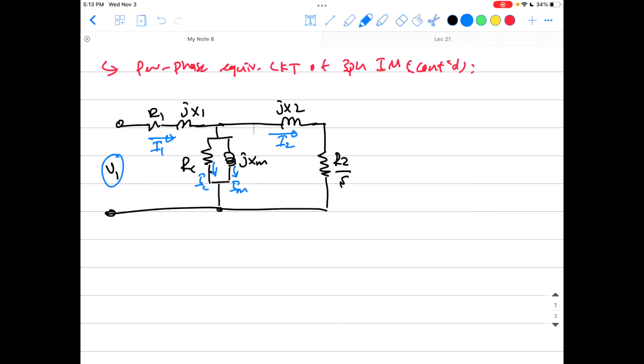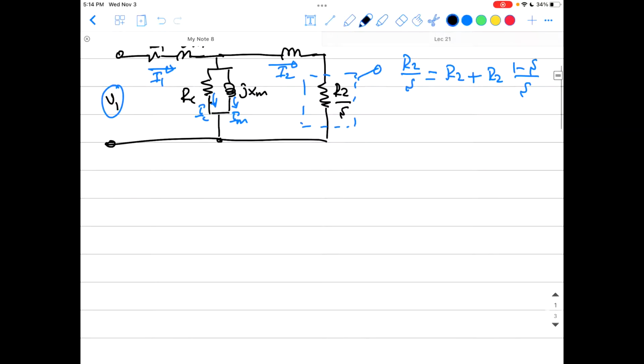But I want to further represent this as looking much like a transformer equivalent circuit. So I'm going to take this R2 over the slip and play a little bit with this. It is just like this: R2 over s mathematically equals R2 plus R2 multiplied by (1 minus s) over s. You can derive this easily, mathematically. So I'm going to take out this R2 over s from the equivalent circuit and separate it into those two parts, R2 and R2 times (1 minus s) over s.